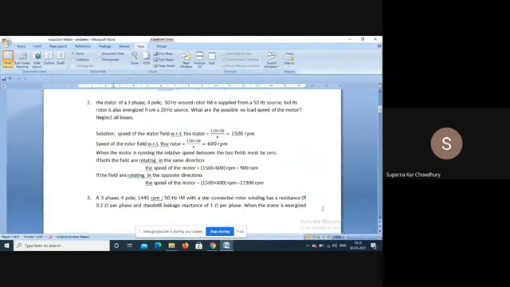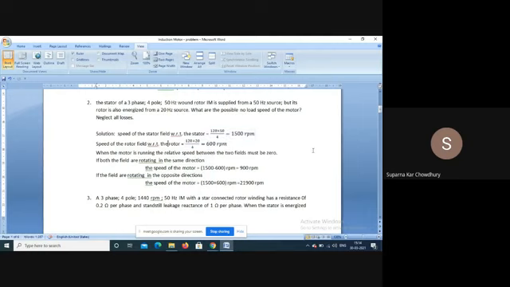So the speed of the stator field with respect to the stator will be the synchronous speed for 50 Hz. We know this is 1500 RPM. Now the rotor winding is supplied at 20 Hz. So the speed of the rotor field with respect to the rotor is 120 into 20 by 4, because 20 is the rotor frequency. So this is 600 RPM.